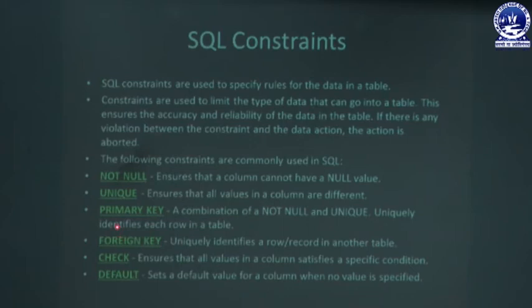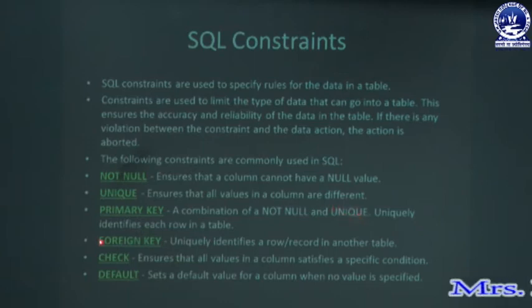Then next, primary key is a combination of not null and unique constraint. It uniquely identifies each row in the table, and for the attribute declared as primary, the attribute value must be not null and should not be duplicate. That means it should be different.